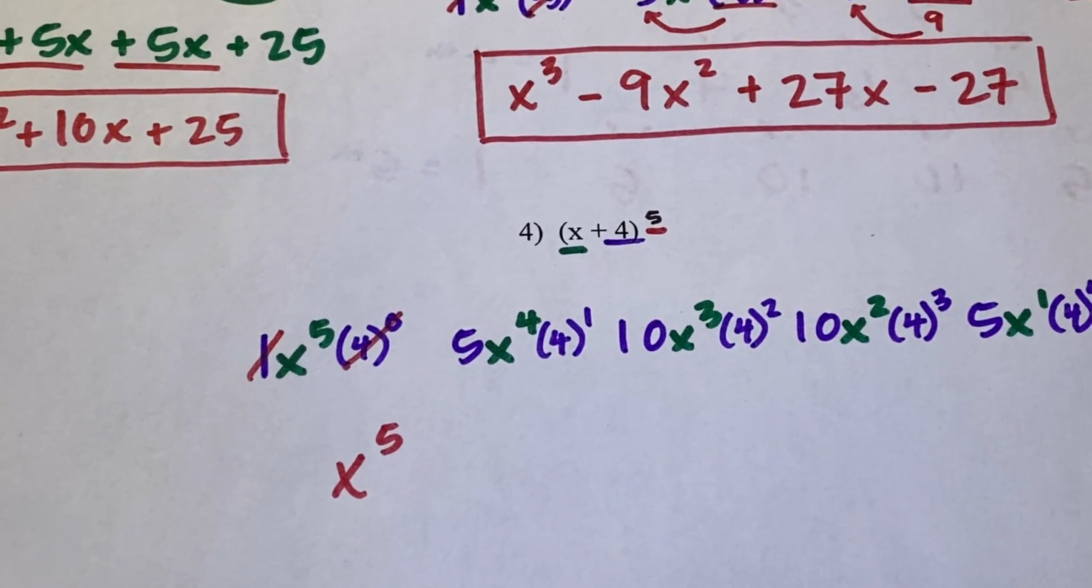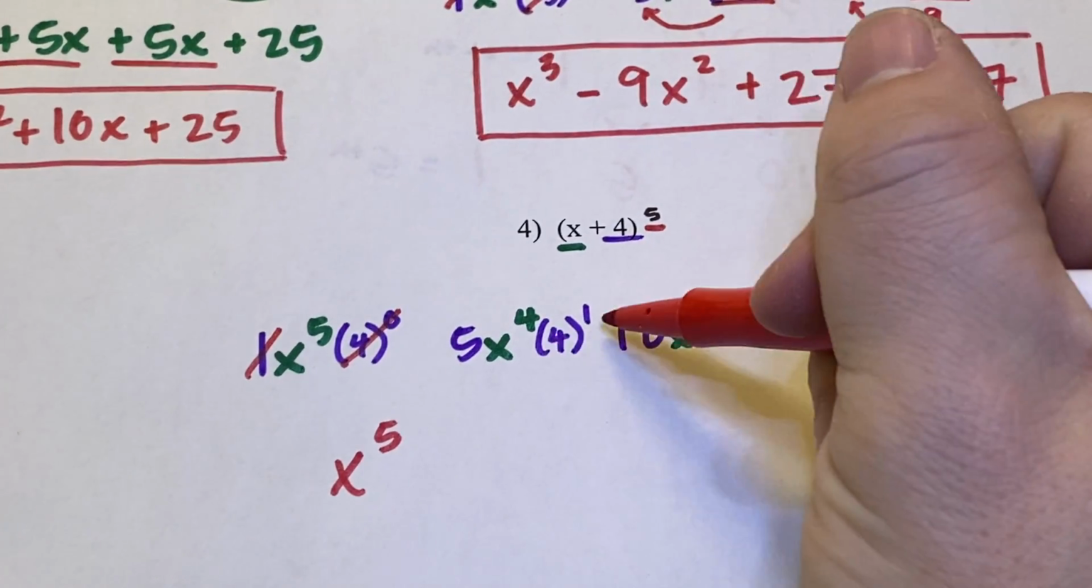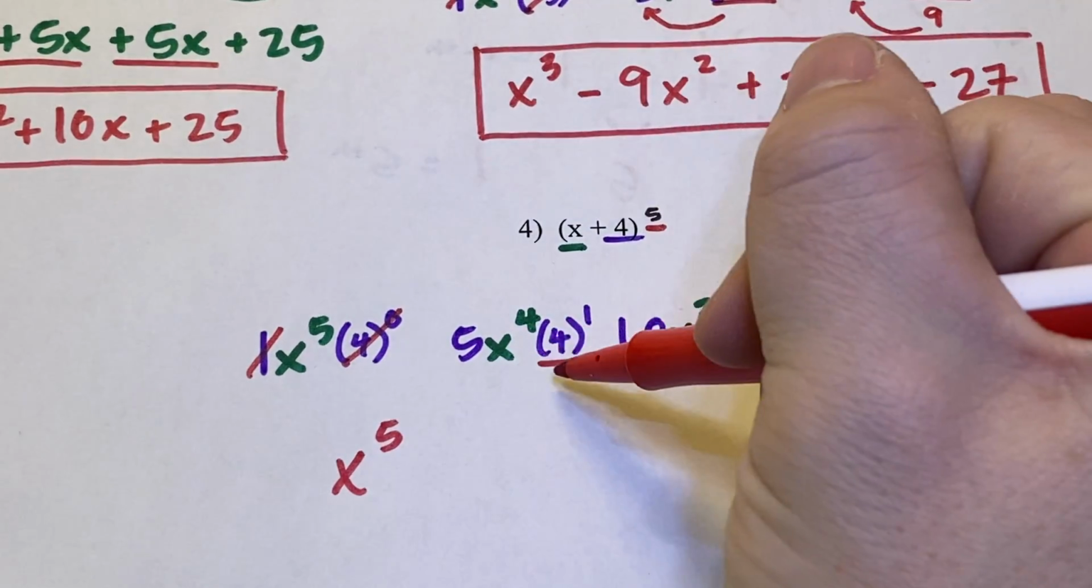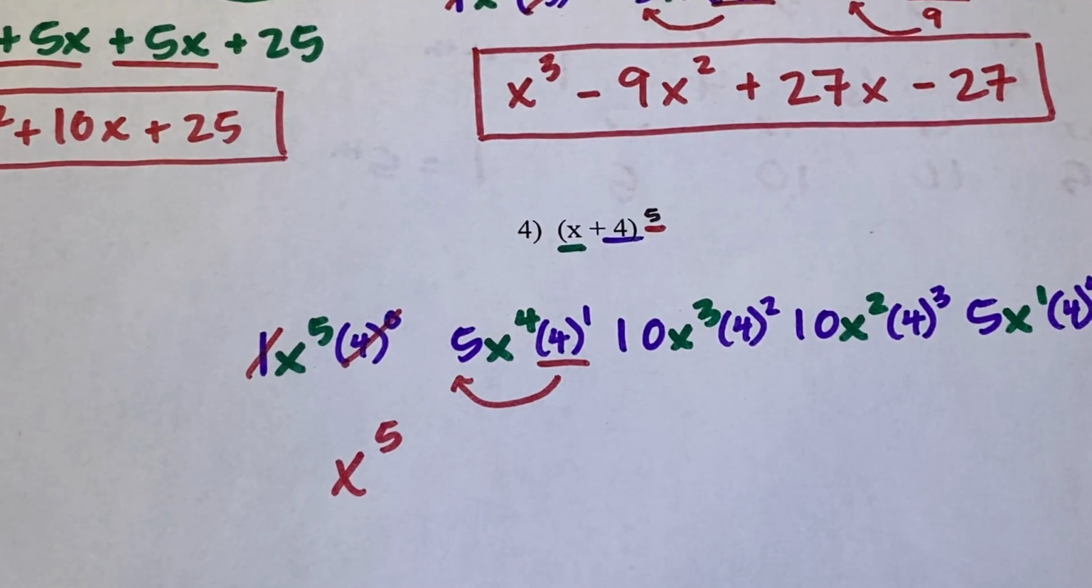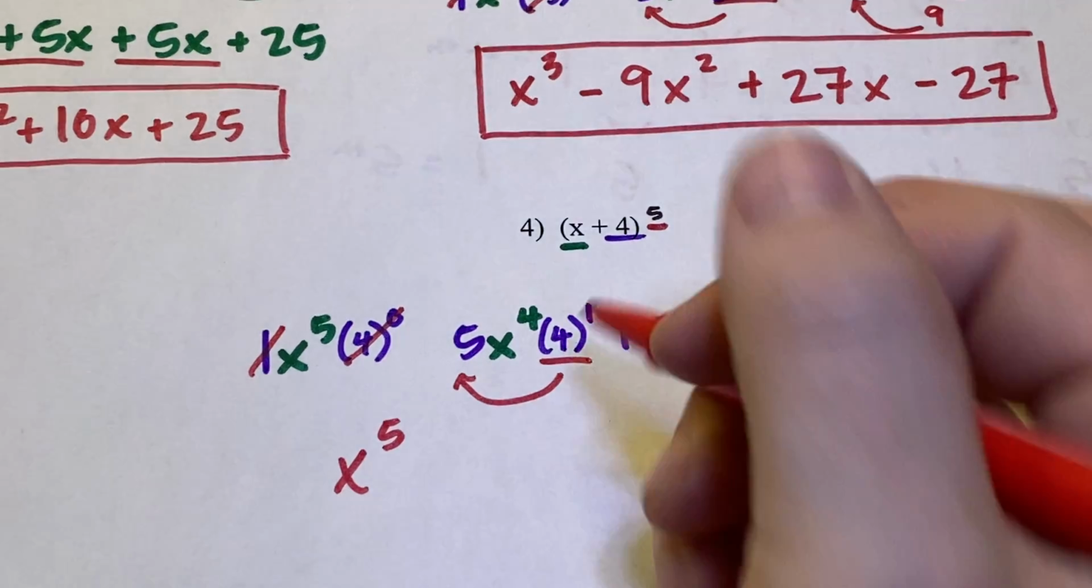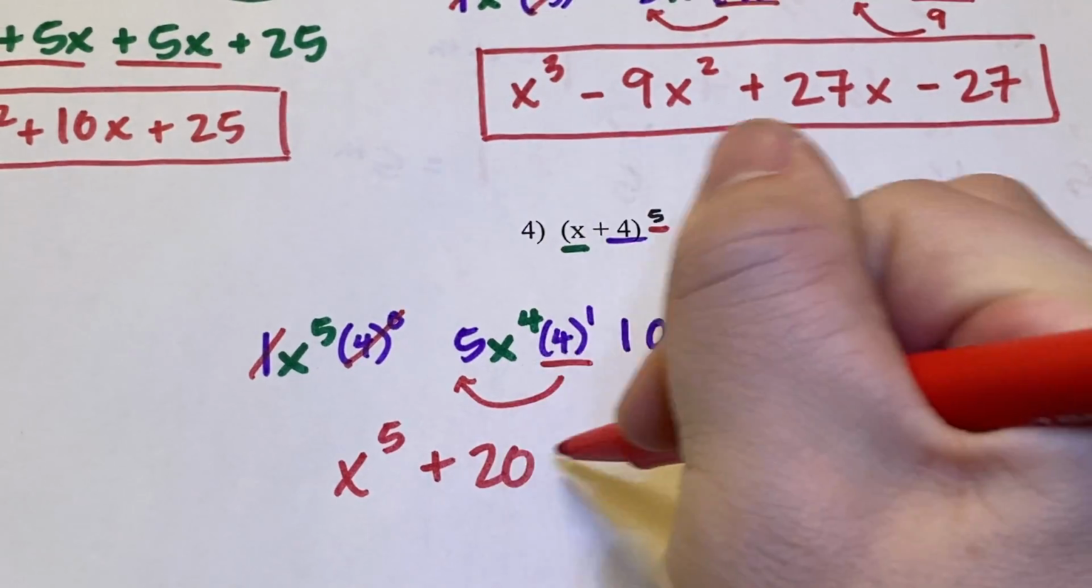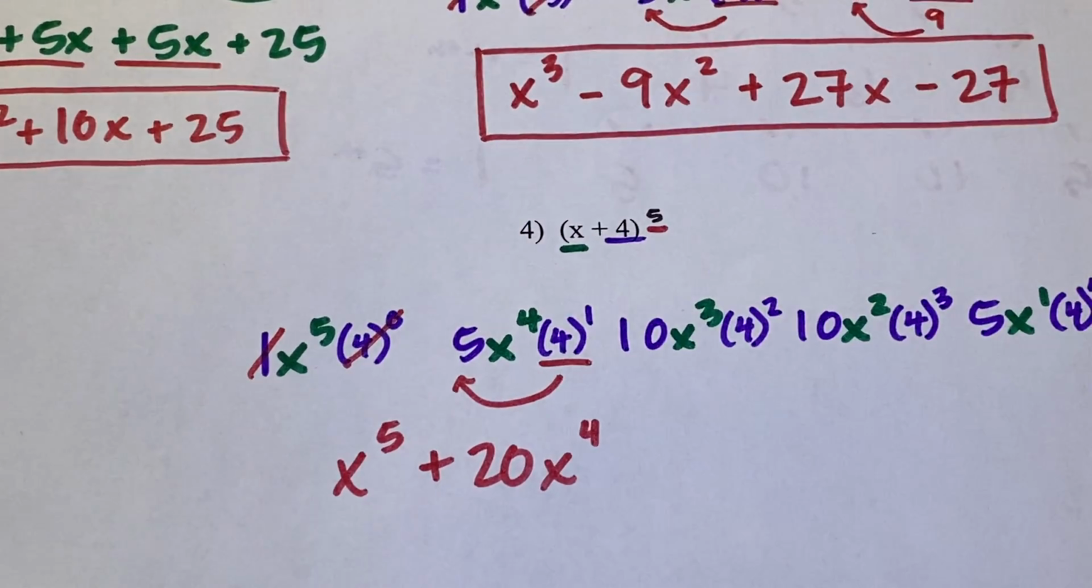Okay, next term, let's figure out what this guy's going to be. 4 to the 1 is just 4. What's 4 times 5? 20. So my next term, positive 20, x to the 4th.